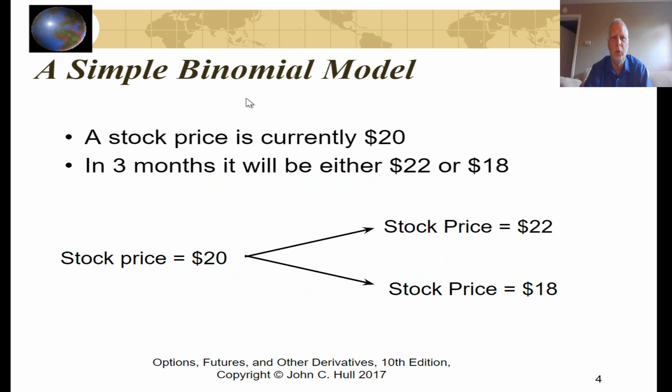This picture shows a simple binomial model. We consider a stock that currently has a price of $20 and consider the situation where in 3 months the stock will either be $22 or $18.